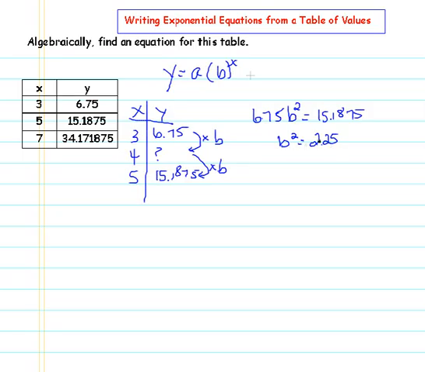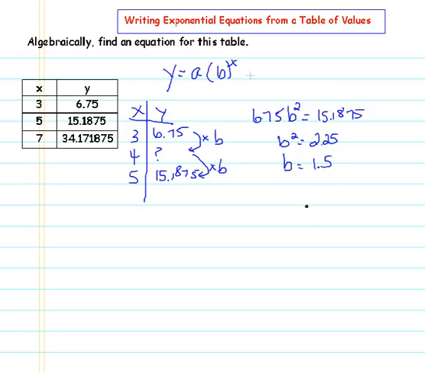The next thing we'll do is take the square root of both sides. Keep in mind, b, of course, is a positive number because it's an exponential equation, so we won't write plus or minus today. We'll just write b equals 1.5. So we've already answered half of our problem. We now know that this is going to have a multiplier of 1.5.